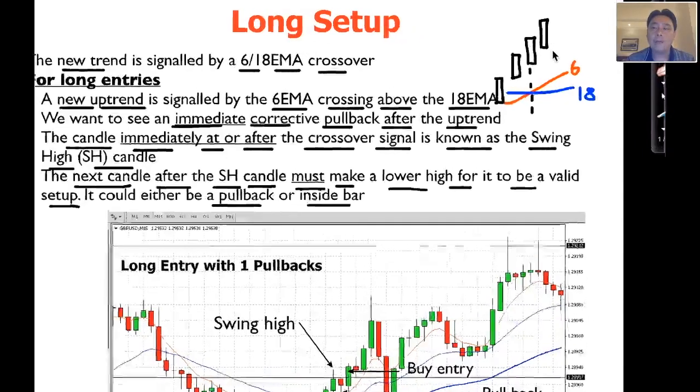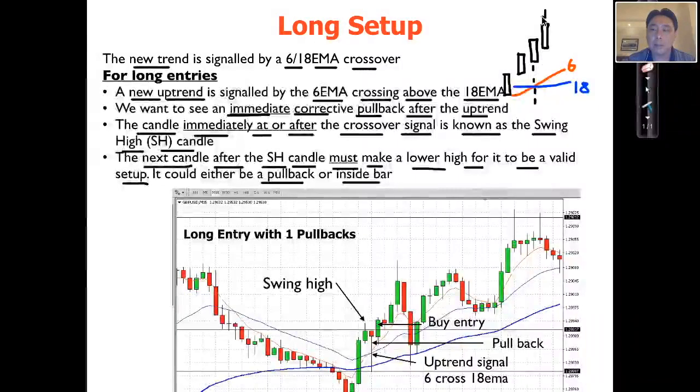In other words, after this swing high candle appears, let's mark this as a swing high candle, the next candle must be a pullback candle, or it must be an inside bar candle. If it is not, we do not take the trade anymore.